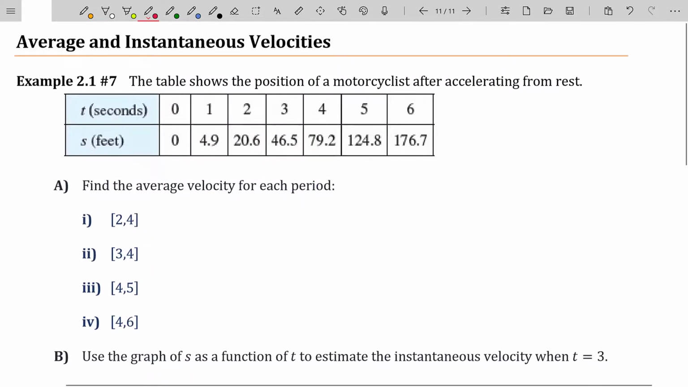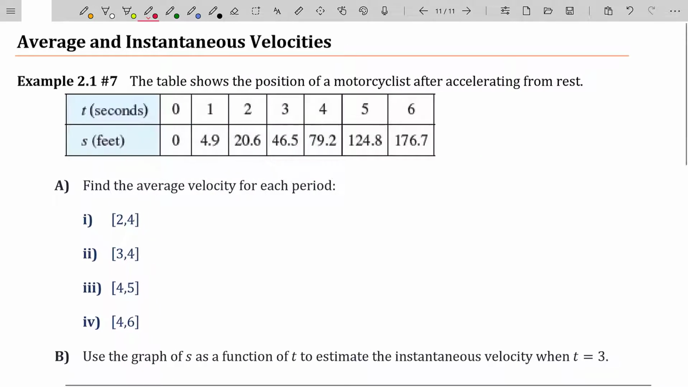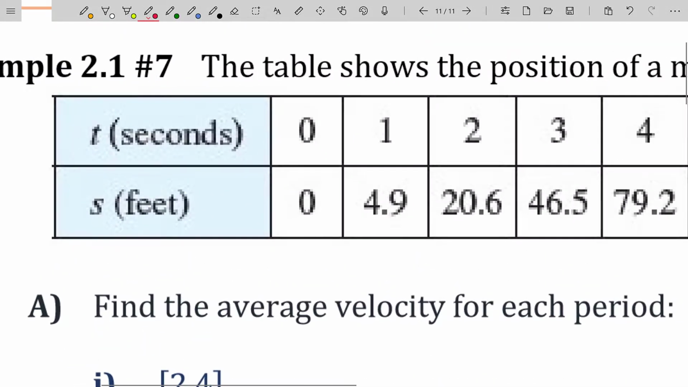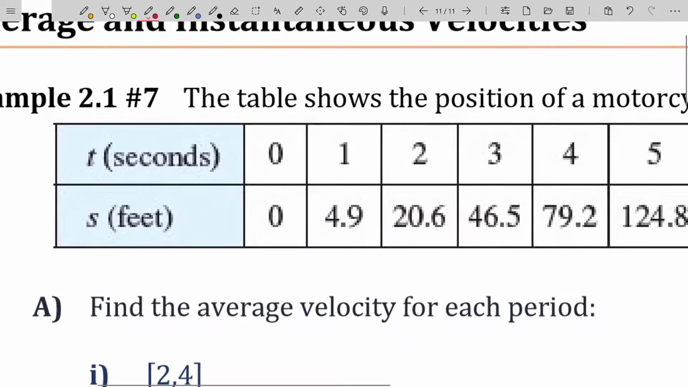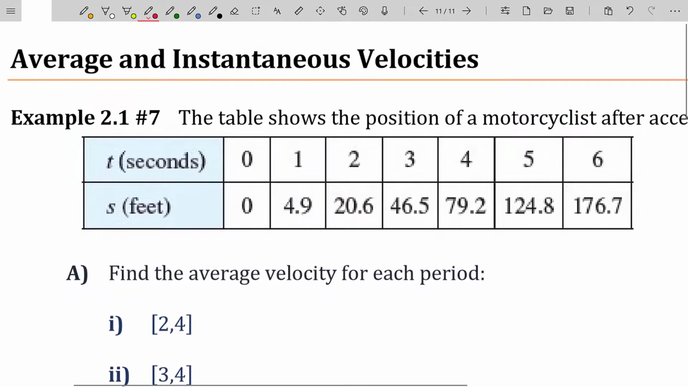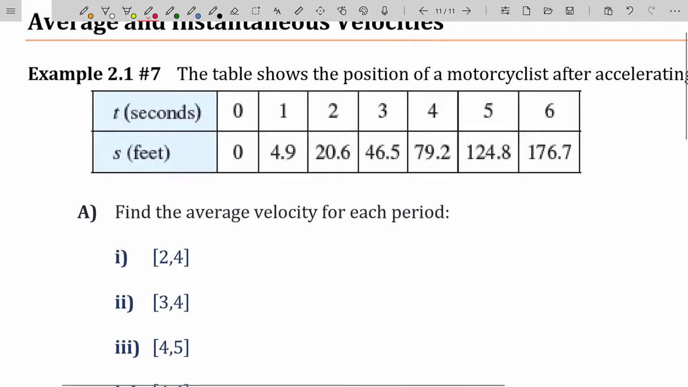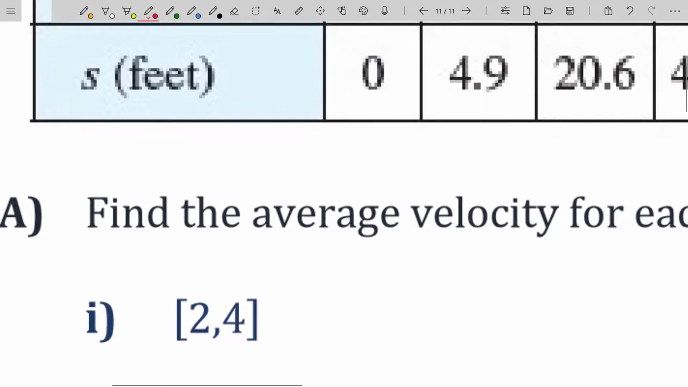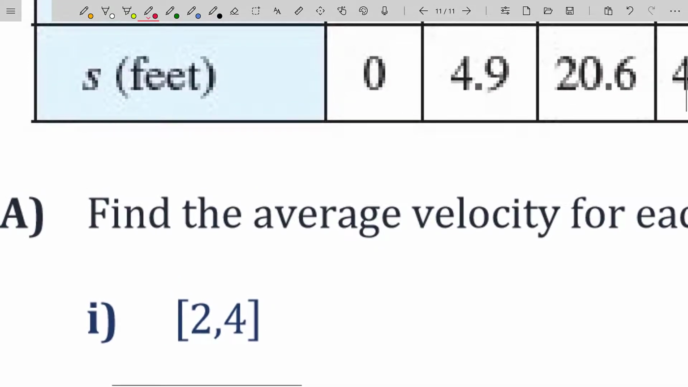The table below shows the position of a motorcyclist after accelerating from rest. So at 0 seconds, that motorcycle rider is 0 feet ahead. At 1 second, they're 4.9 feet, 2 seconds are 20.6 feet, and so on and so forth down the line. Find the average velocity for each of the following periods. So the average velocity between time 2 and time 4.